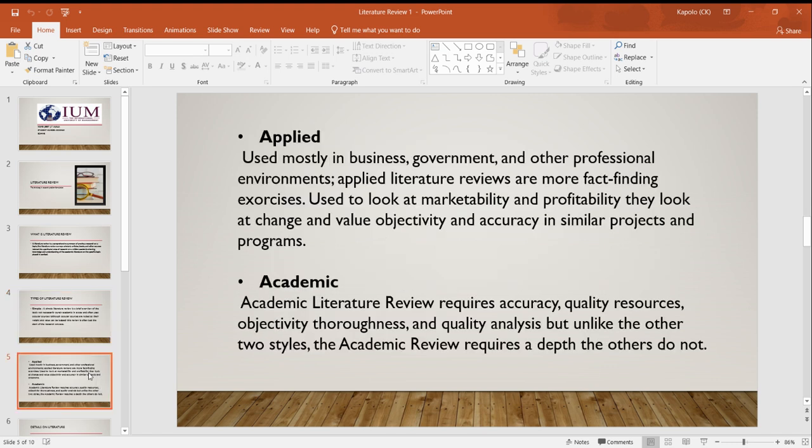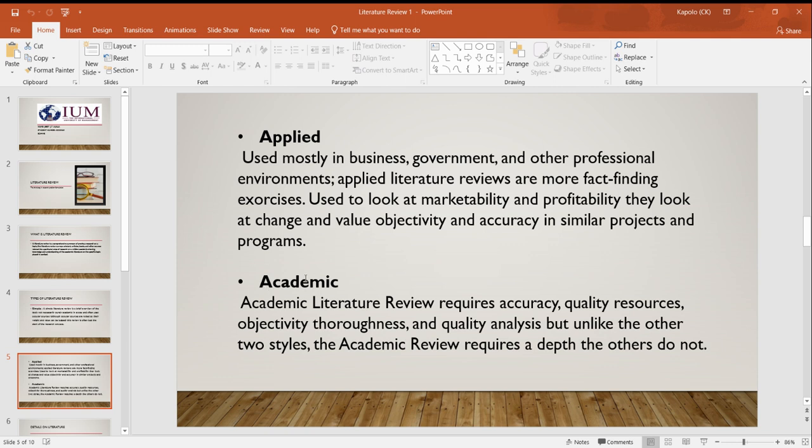Let's proceed to the second type of literature review, which is applied. Applied is used mostly in business, government, and other professional environments. Applied literature reviews are more fact-finding exercises and are used to look at marketability and profitability. They look at change and value objectivity and accuracy in similar projects and programs. Okay, so as you all know, applied is mostly used in businesses. This is just to check the profitability, and it is mostly used on the marketability as I stated here.